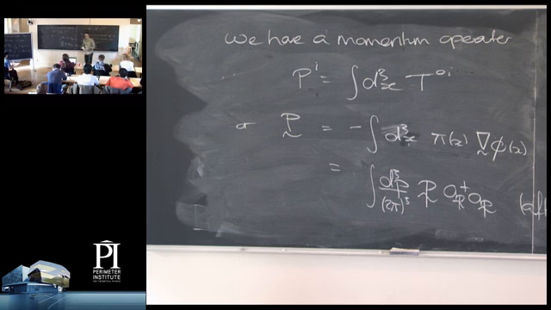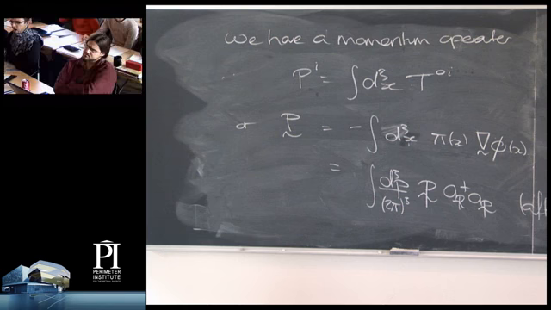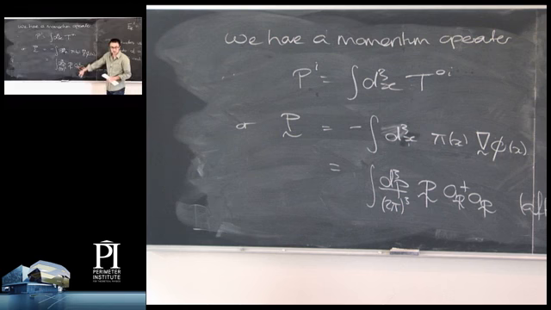So what's the normal ordering here? The normal ordering means that the a's go to the right and the a daggers go to the left. Right, if you were to expand this out, this would have some a's and a daggers, this would have some a's and a daggers. Wherever they are, you just move the a daggers to the left.